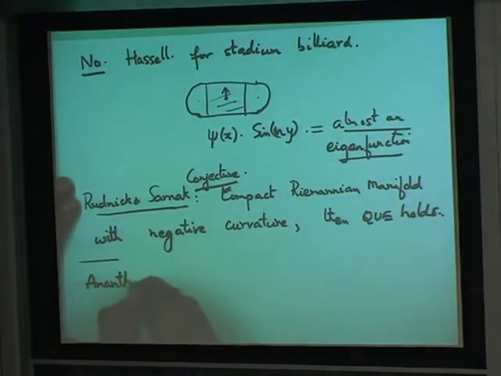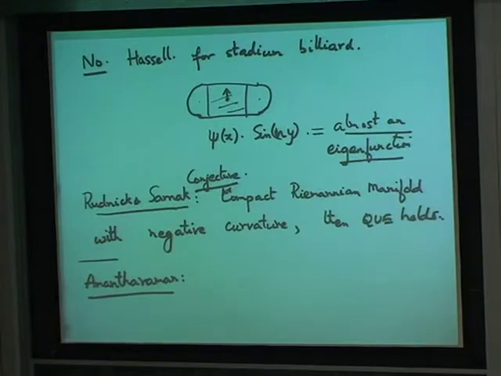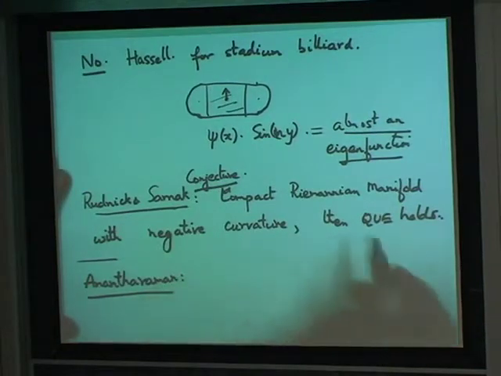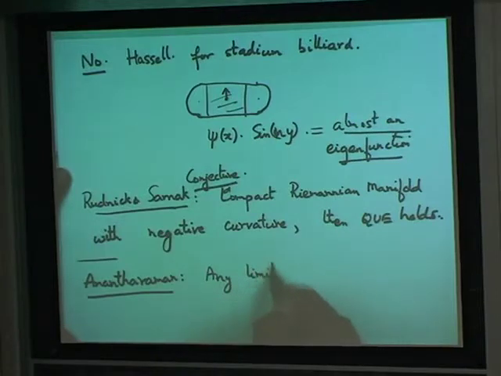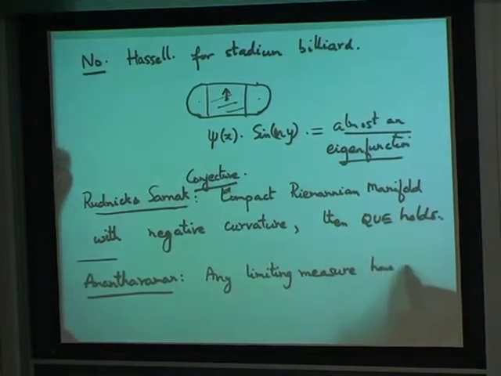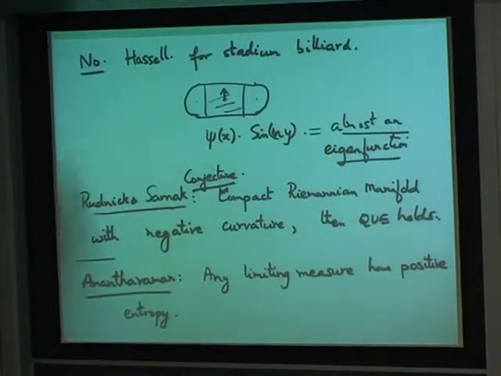There's only one general result, which is due to Anantharaman. Which is good because I'm probably one of the few people who can actually pronounce the name. She proved that you can't quite say something like this, but in this situation, she showed that any limiting measure has positive entropy, or has some component which has. I think we will learn more about entropy from Manfred Einsiedler, so I won't say much about this.